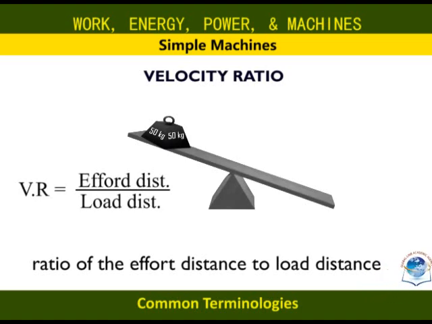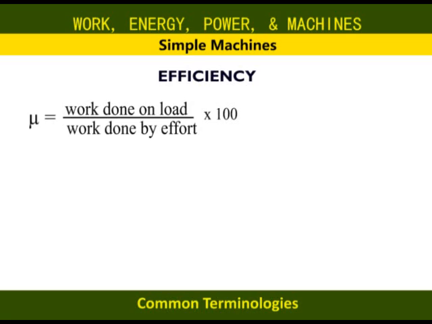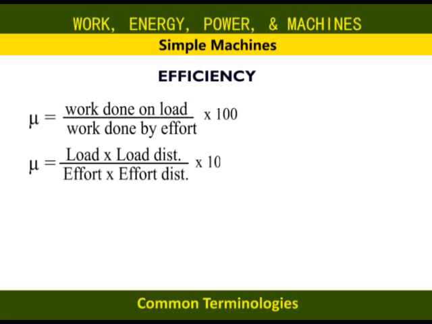Velocity ratio VR is the ratio of the distance moved by the effort to the distance moved by the load. It is also a ratio of 2 distances, and it is therefore unitless. Efficiency mu is the ratio of the work done by the load to the work done by the effort, expressed as a percentage. It is also given as the ratio of the work output to work input, expressed as a percentage. But work done is equal to force times distance, and therefore efficiency is equal to load times load distance over effort times effort distance.